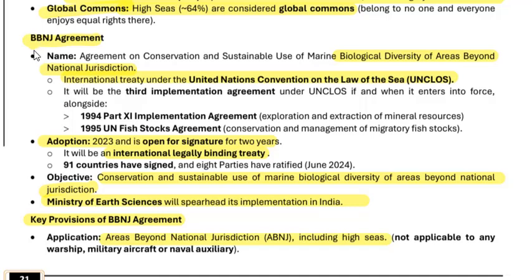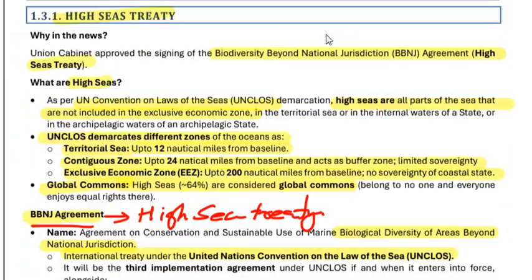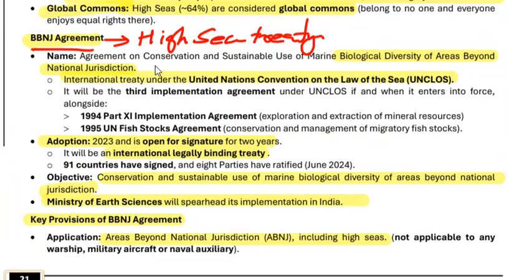Next is about the BBNJ agreement. The BBNJ agreement is also called the High Seas Treaty. We have seen it earlier also. This is the High Seas Treaty, that is BBNJ, Biodiversity Beyond National Jurisdiction. So, the agreement on conservation and sustainable use of marine biological diversity of areas beyond national jurisdiction.